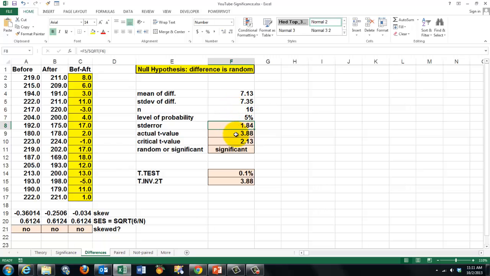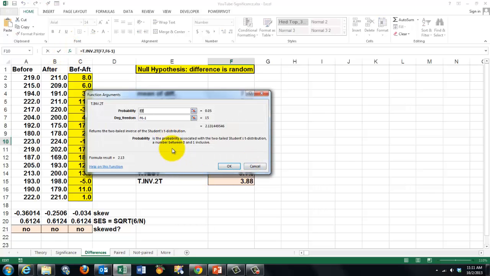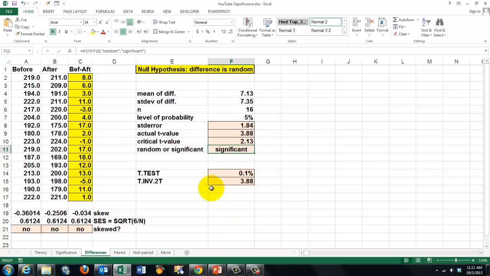What is the actual t-value? You divide the difference, 7.13, by the standard error. Remember, t-values are in standard error units. The critical t-value is t-inverse two-tailed. So my verdict is significant.